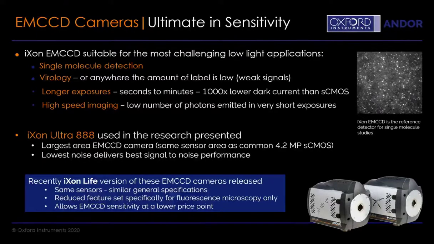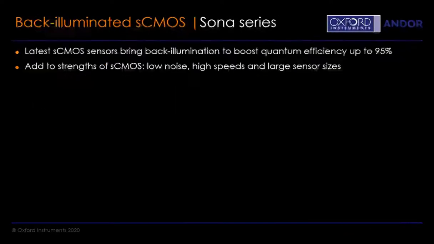EMCCD cameras can be quite expensive, so there's also a lower cost version of those cameras called the iXon Life series. So that's using the same sensors with similar specifications and really with a reduced feature set specifically for fluorescence microscopy. So there's some less options with that camera, but it allows you to access that sensitivity from the EMCCD cameras at a much lower price point.